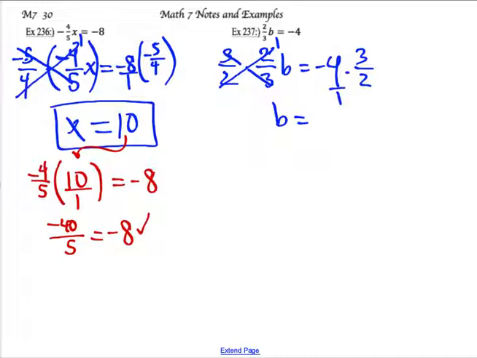Negative 4 times 3/2. I'm going to treat this as a fraction. Negative 4 times 3 is negative 12. And then divided by 1 times 2 is 2. Negative 12 divided by 2 is negative 6. So I get an answer. b is negative 6. Then we're going to check our solution.